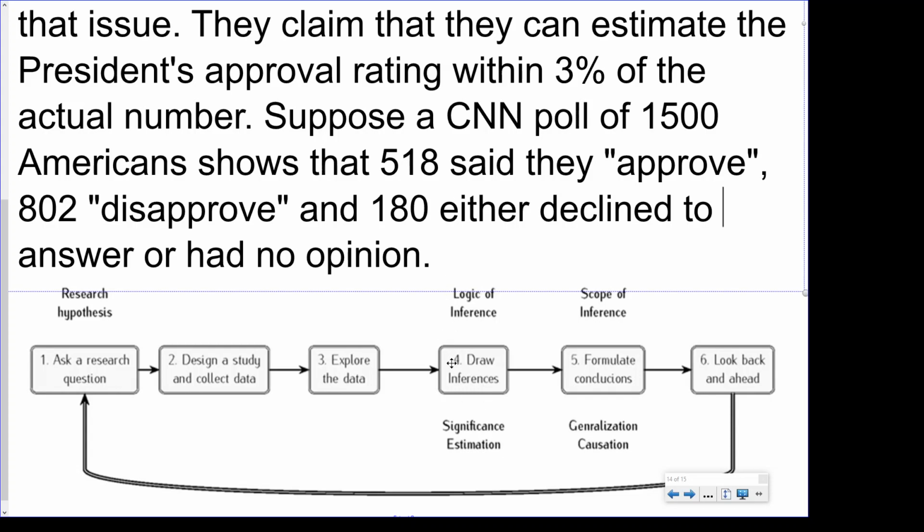Now, is that significant? Well, we're going to teach you about that later on in this course. Right now, you're not able to tell whether that is significant or not.